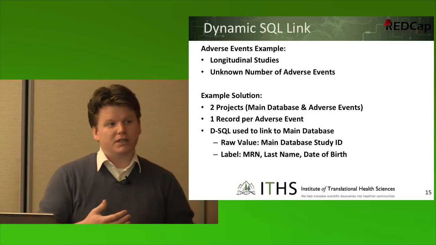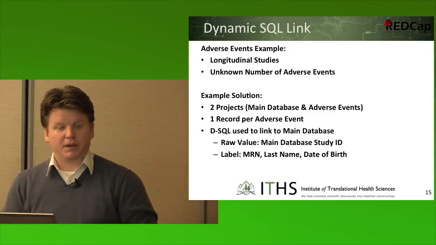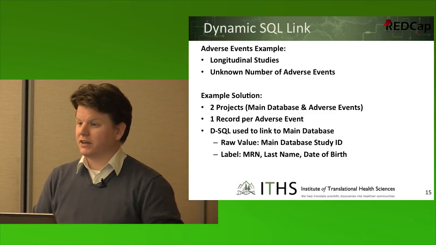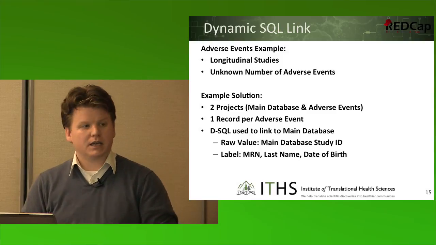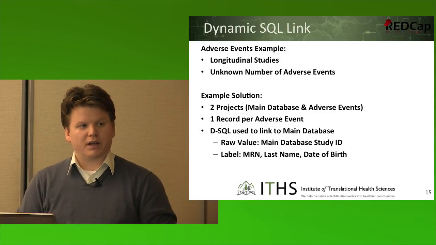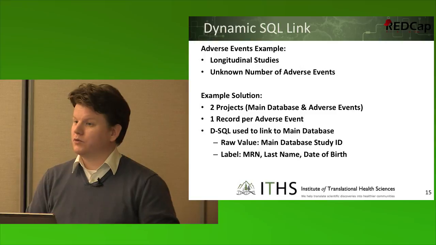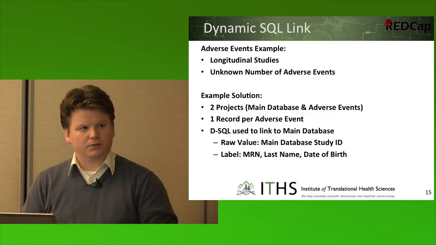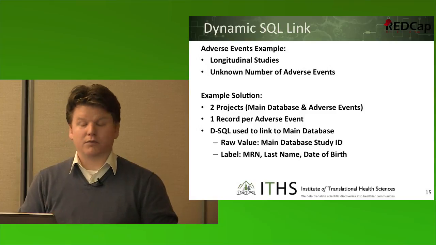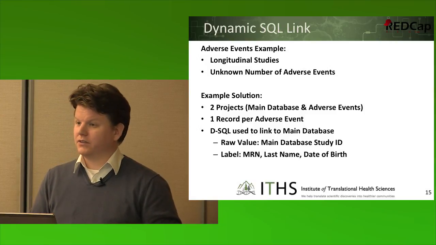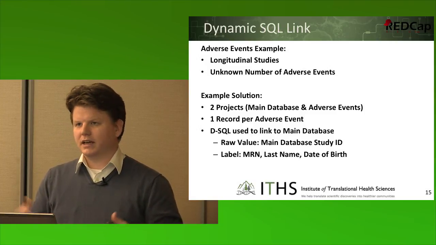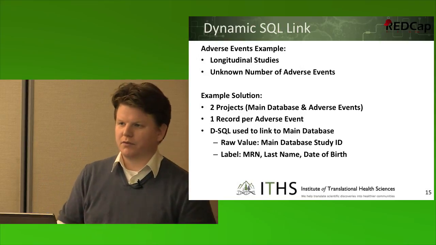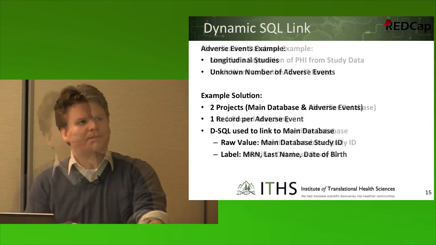In this case, we did the raw value as the main study database ID, so it's easier to match later on during your analysis phase. And as a label, we did the MRN, the last name and date of birth, because that's what the research coordinators were looking for and what they knew. So a good example of how you can use a simple dynamic SQL link to get over a problem of, yeah, I need to define 50 adverse events in my main project.